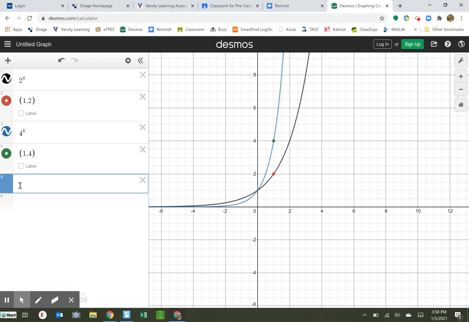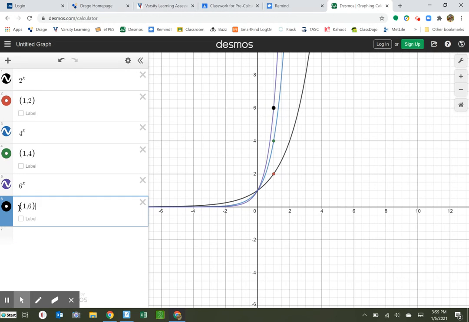Well, let's see what happens when I graph 6 raised to the x power. Again, note that it goes through the point 0, 1. And also note that it goes through the point 1, 6. So if I were to plot the point 1, 6, it's going to fall on that graph.